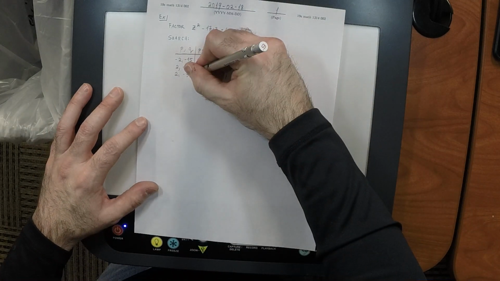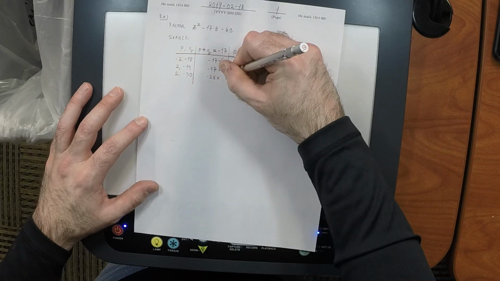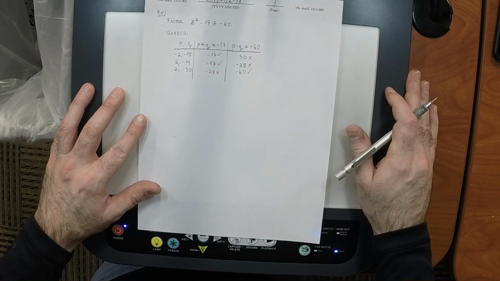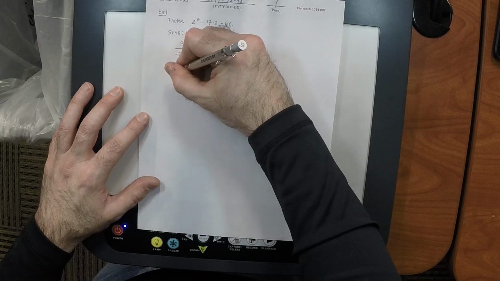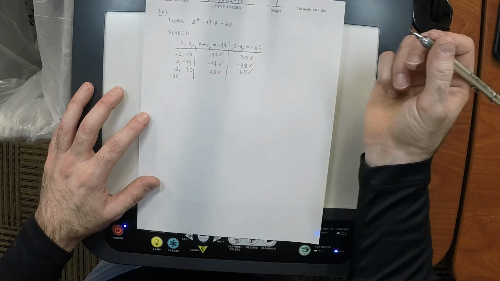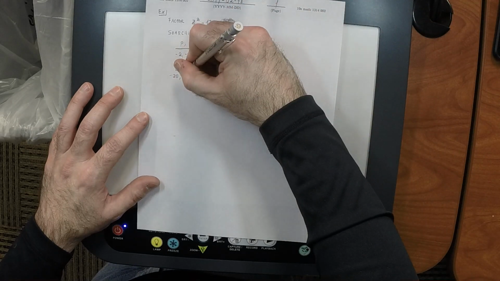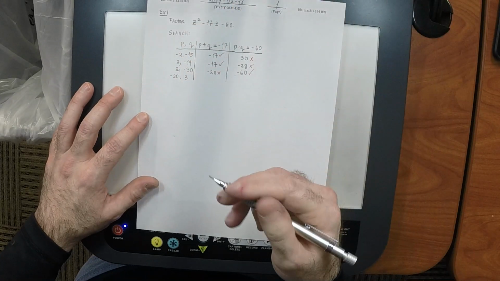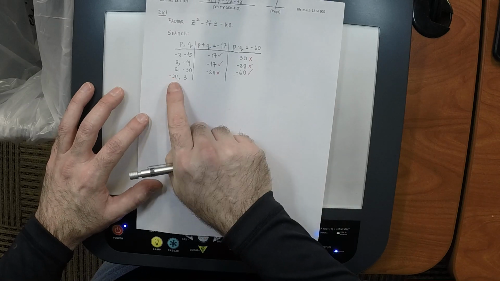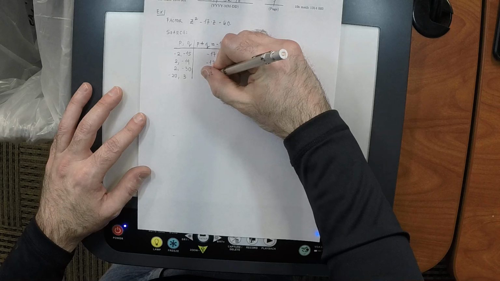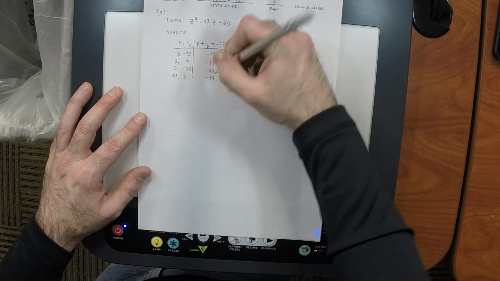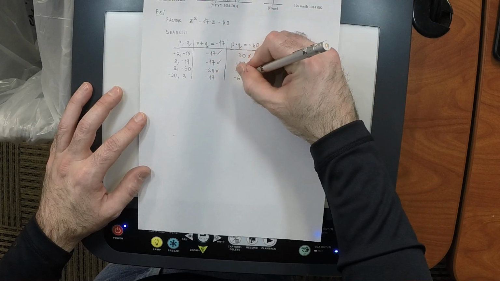All right. So now I've messed around enough. Can anyone think of two numbers that'll do it? Negative 20 and 3. Okay, negative 20 and 3. I see that one's negative and one's positive. That's good. And then when I add them together, I get negative 17. That's good. And when I multiply them together, I get negative 60. That's good.